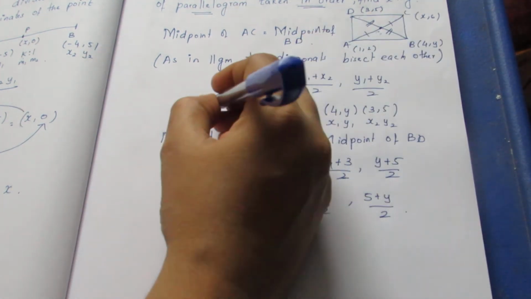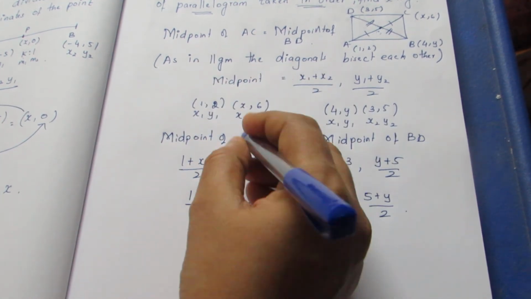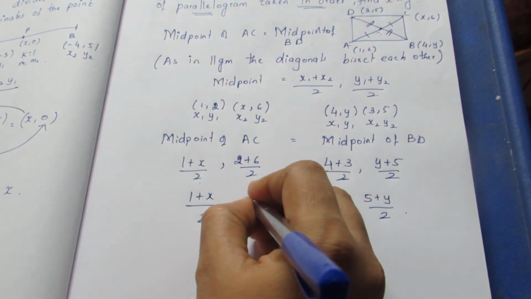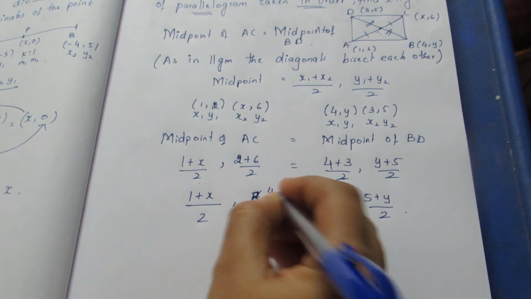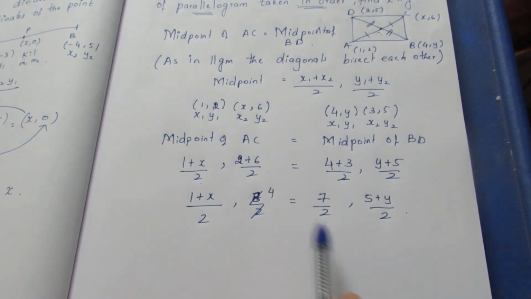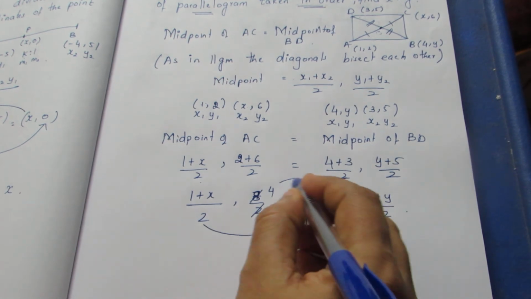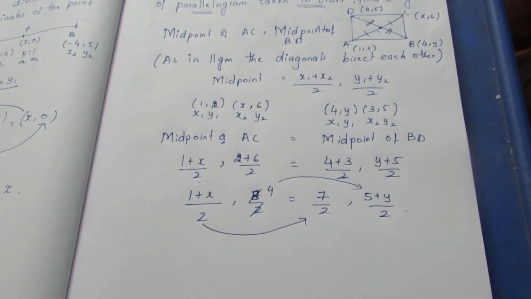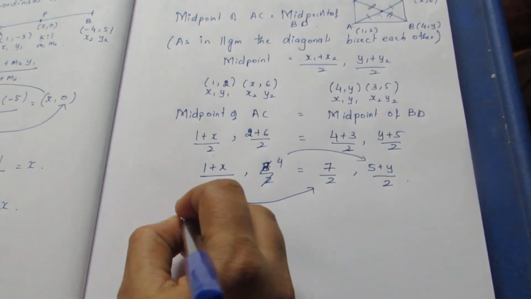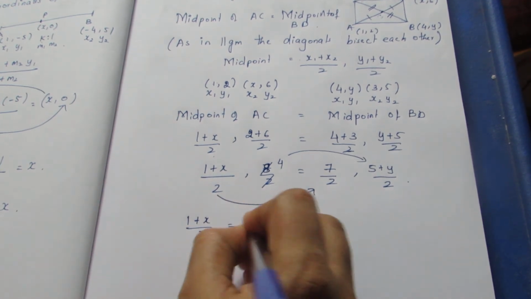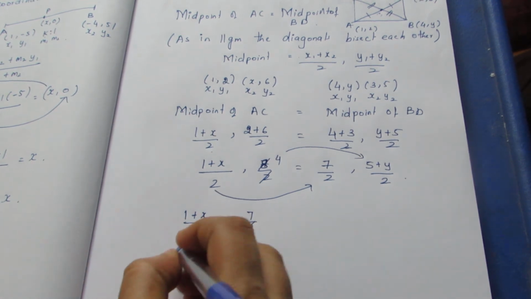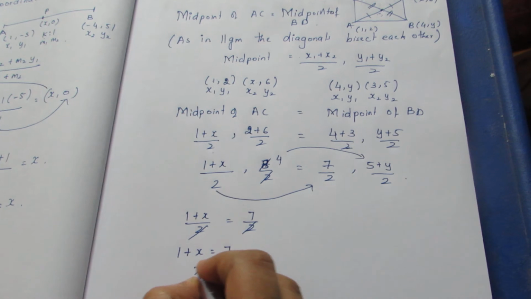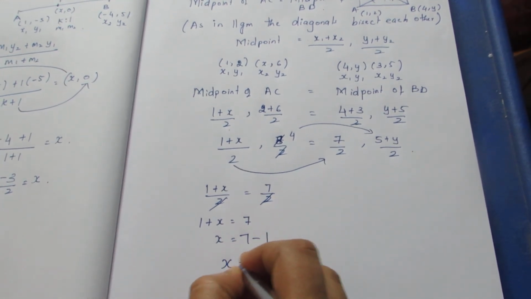So this is 1, 2, so 2. Here we can cancel this. Now we know that it is in comma form and it is in equal to. The first one will be equal to the first one and the second one will be equal to the second one. Now 1 plus x by 2 is equal to 7 by 2. You can cancel the 2 because it is in the same position. Now 1 plus x is equal to 7, so x is equal to 7 minus 1 and x will be equal to 6.